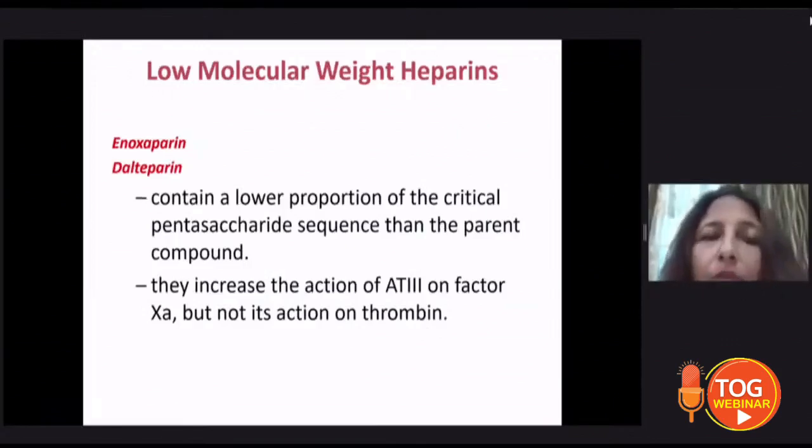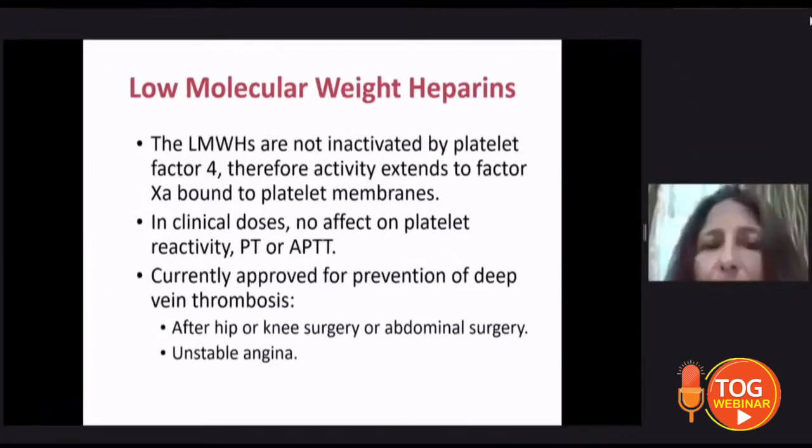Now, coming to the low molecular weight heparins, enoxaparin and dalteparin, they contain a lower proportion of the critical pentasaccharide sequence than the parent compound, and they increase the action of antithrombin 3 on factor 10A. These low molecular weight heparins are not inactivated by platelet factor 4. Therefore, activity depends on factor 10A bound to platelet membranes. In clinical doses, there is no effect on platelet reactivity, prothrombin time or APTT. Currently, this is approved for prevention of DVT, and it is used even after hip or knee surgery or in unstable angina.